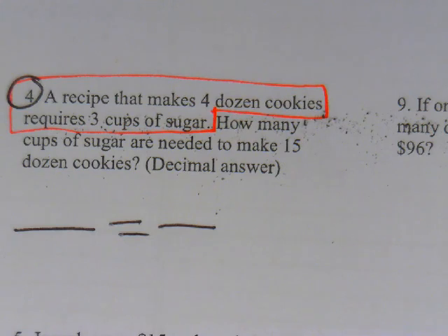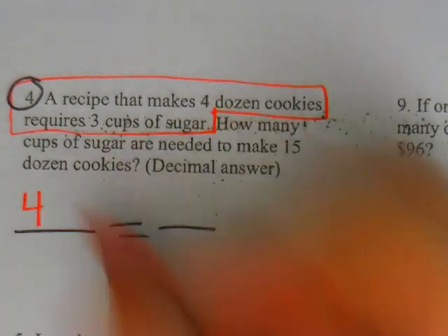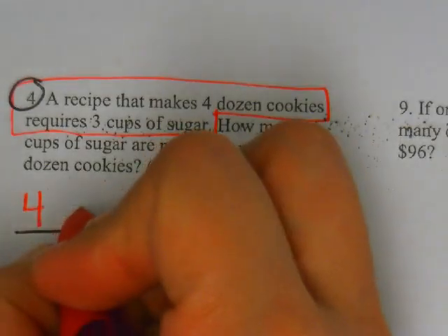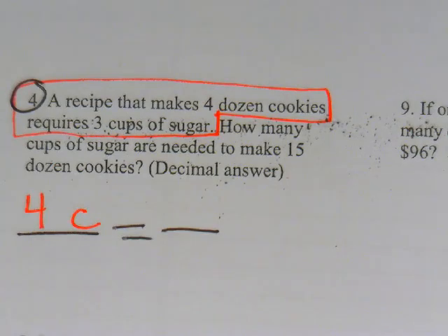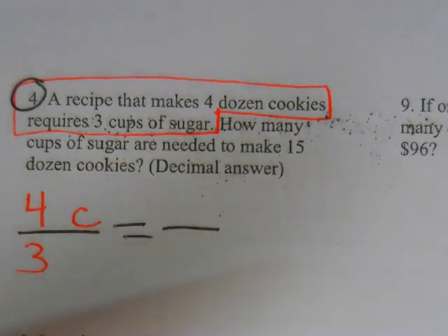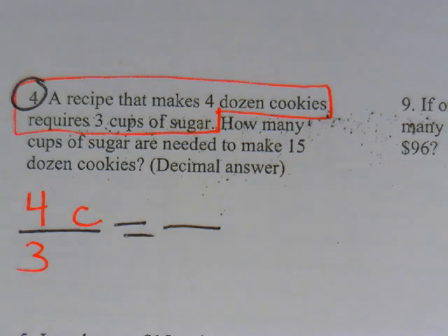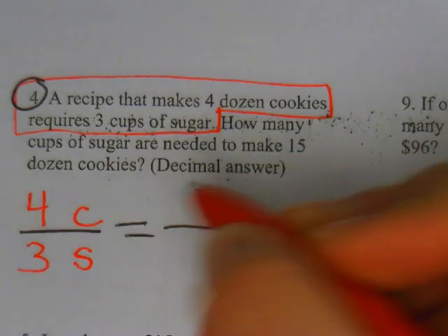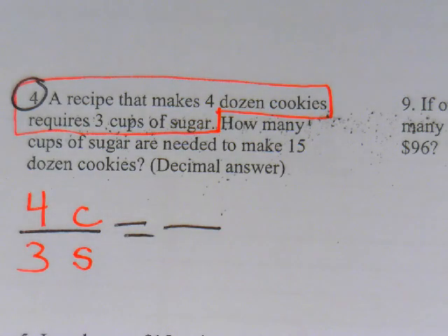All right. A recipe that makes 4 dozen cookies requires 3 cups of sugar. Okay, so what are the 2 numbers? 4 and 3. Now, what does the 4 mean? Dozen cookies. So I'll write a C for cookies. Okay, and the 3, what does the 3 stand for? Cups of sugar. Let's write S for sugar. Now, could you write something different? Yeah, just as long as you know what your letters mean.